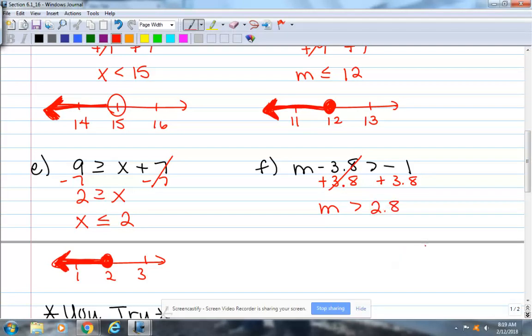How are we going to put this on a number line? 2.8 is in between what two whole numbers? 2 and 3. So if you want to, stick 2 and 3 on there. Is it closer to the 2 or closer to the 3? 2.5 would be about right there, so 2.8 would be about right here. Open circle or closed? Open. And which way do we go?